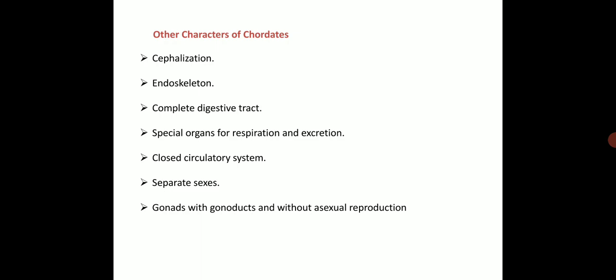Other important characters you see in chordates are cephalization, endoskeleton or internal skeleton system, complete digestive tract, special organs for respiration and excretion, closed circulatory system, separate sexes, and gonads with gonoducts and without asexual reproduction. These are some of the characters of chordates other than the fundamental characters.